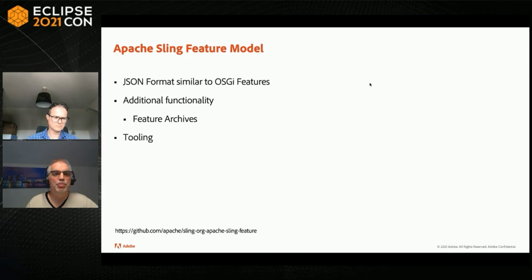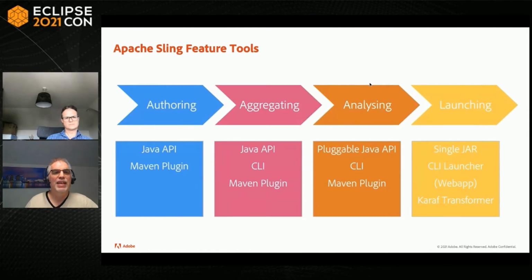When we designed the feature model, next slide, please, David. We tried to clearly separate the different phases of, let's say, the life cycle of a feature, starting with the authoring. So authoring, you can use a normal text editor to edit a JSON file. That's not really very complicated to do.